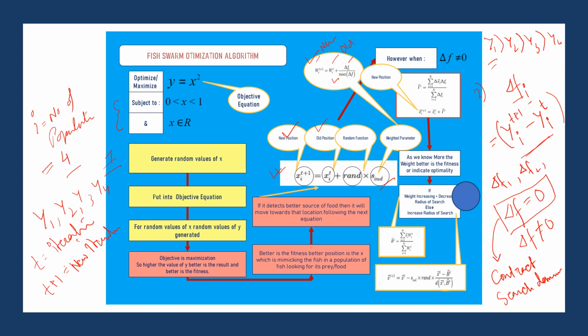Search domain means, in our case, 0 to 1. For different cases, different search domains are there. Search domain indicates the domain from which the feasible solution of x is retrieved. So these things we have already covered. So if del F equals 0, that means there is no improvement, and so we have to contract the search domain.